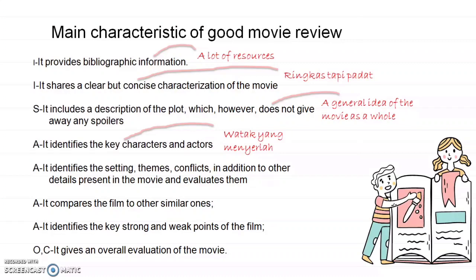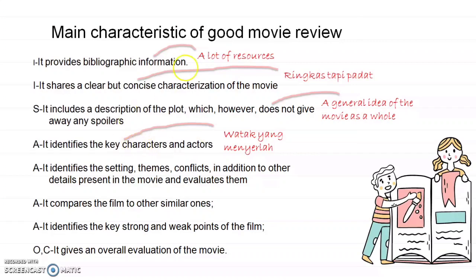Dia ada satu watak yang macam kadang-kadang cerita tu dia adalah seorang ni yang dia suka buat lawak. Walaupun cerita tu serius, cerita tu seram, tapi watak sampingan ni dia menyebabkan penonton terhibur. Kalau dia tak ada, cerita tu akan jadi terlalu serius. Jadi dia jadi seolah-olah ada satu watak yang menyerlah. Okay, walaupun dia bukan watak utama. So that is the meaning of identifies the key characters.